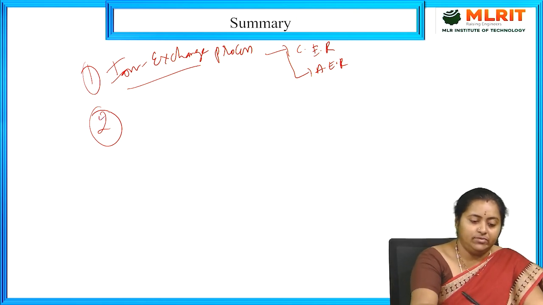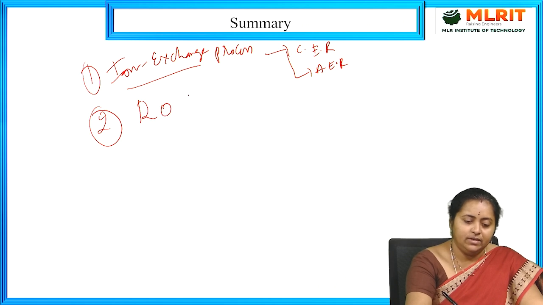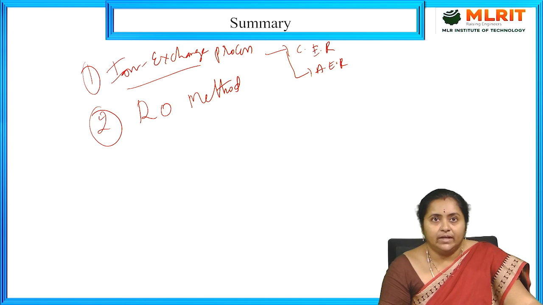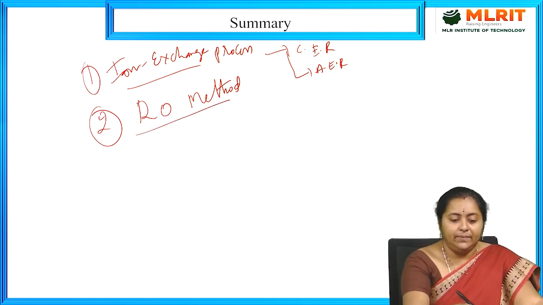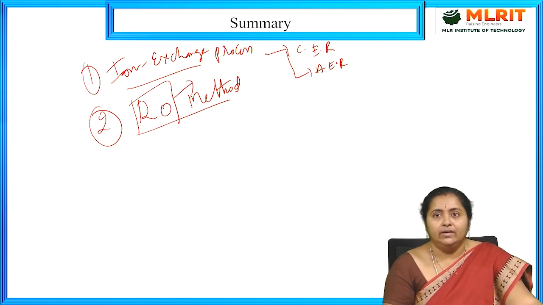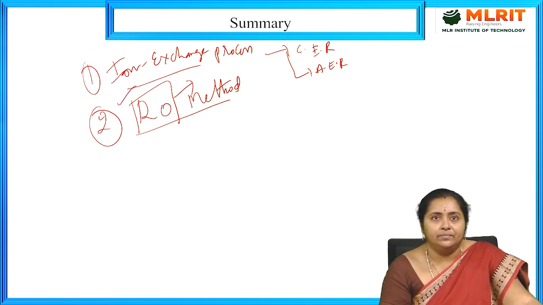Next we went to desalination of brackish water, in which we discussed the RO method, the principle involved in the RO method, and how that process takes place. Coming to the applications of the RO method, in day-to-day life, for domestic purposes, we generally use water purifiers for getting mineral water. In that, the RO principle is applicable.